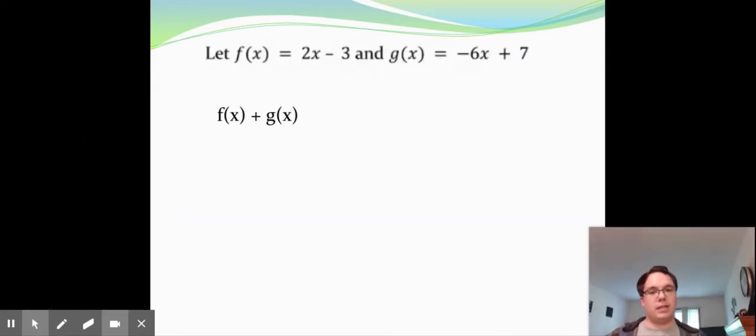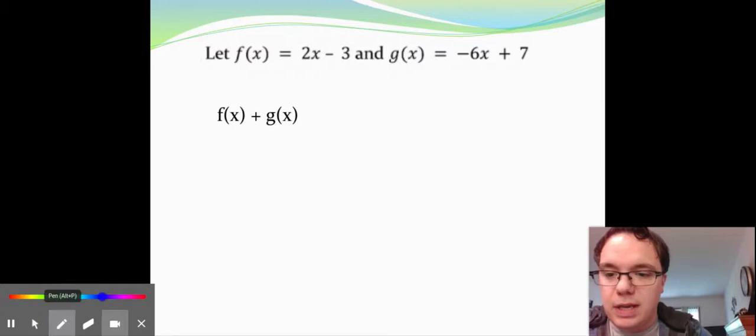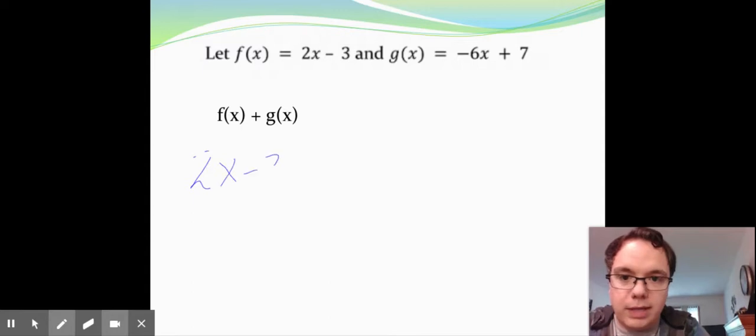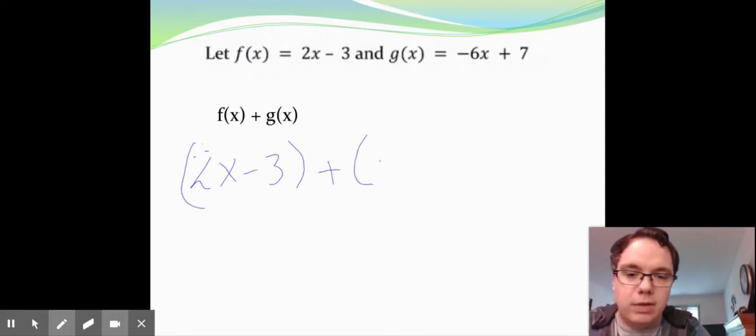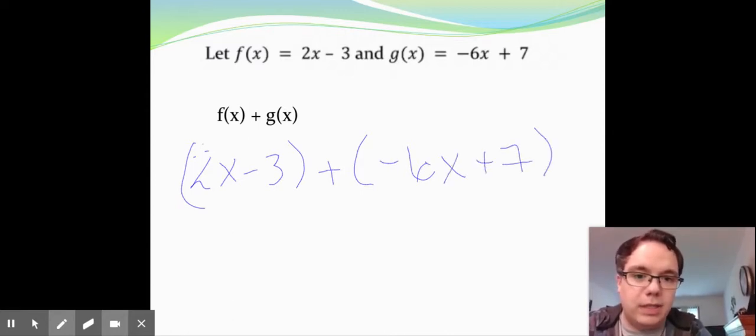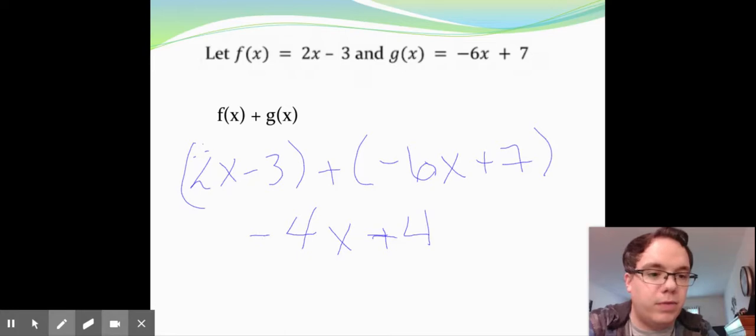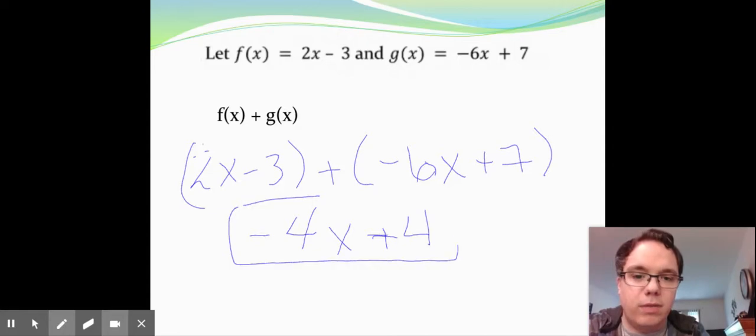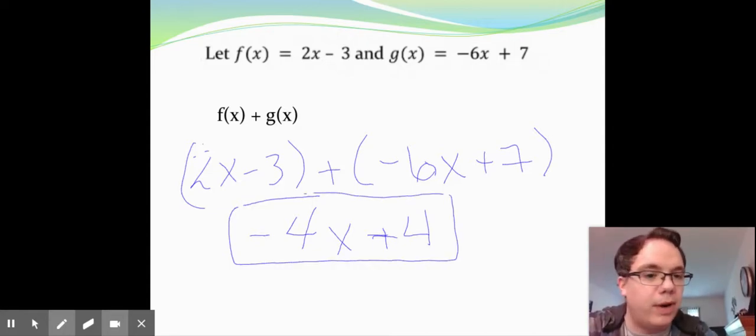So we still have f of x equals 2x minus 3, and g of x equals negative 6x plus 7. And we're going to try f of x plus g of x. So I'm just going to take 2x minus 3 and add it to negative 6x plus 7. And in this case, all I have to do is combine my like terms. So a 2x and a negative 6x gets me a negative 4x. And a negative 3 plus 7 is 4. Remember, it's proper to put your variables first and in order from greatest to least power, and then the constant. So this is as simple as we can get, and it's in the right order, right?